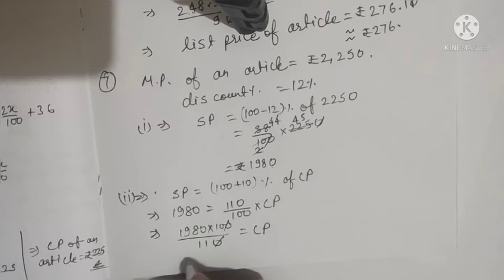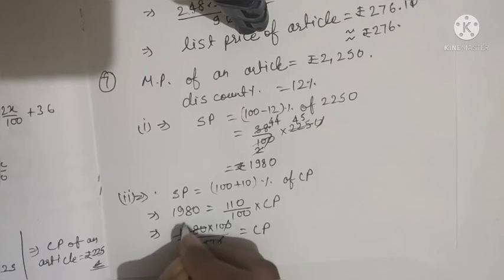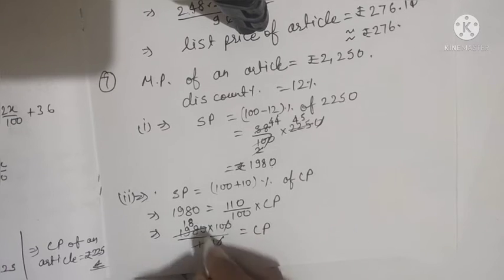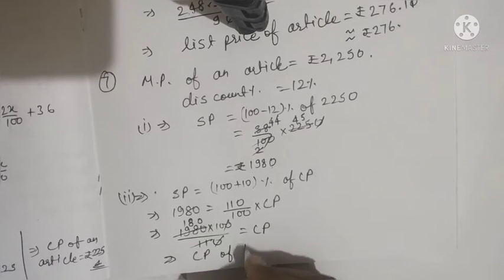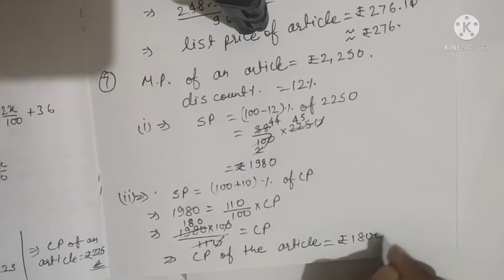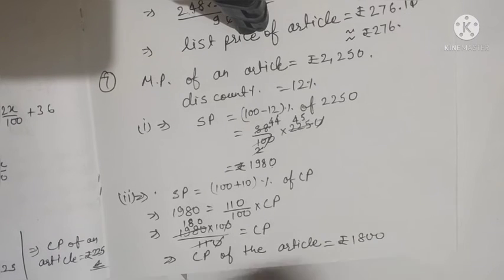0 0 cut, 11 1s are 11, 11 8s are 88. So it will be 180, 180 into 10 becomes 1800. That implies CP of the article is equal to rupees 1800. Simple. This is your answer.